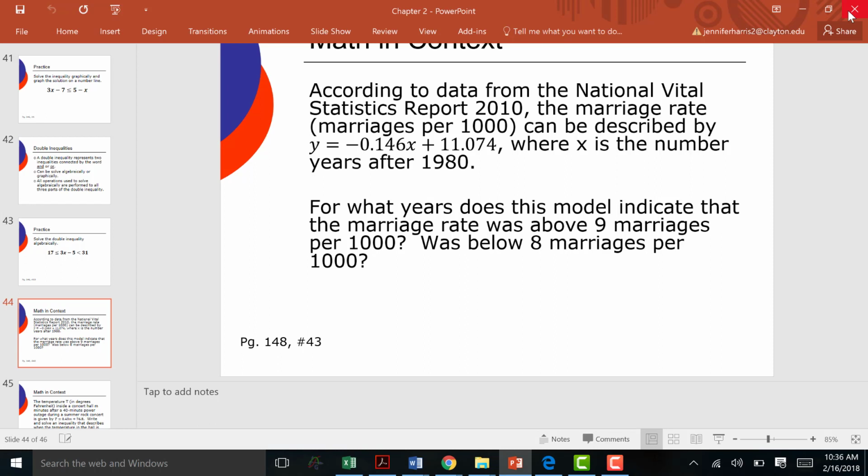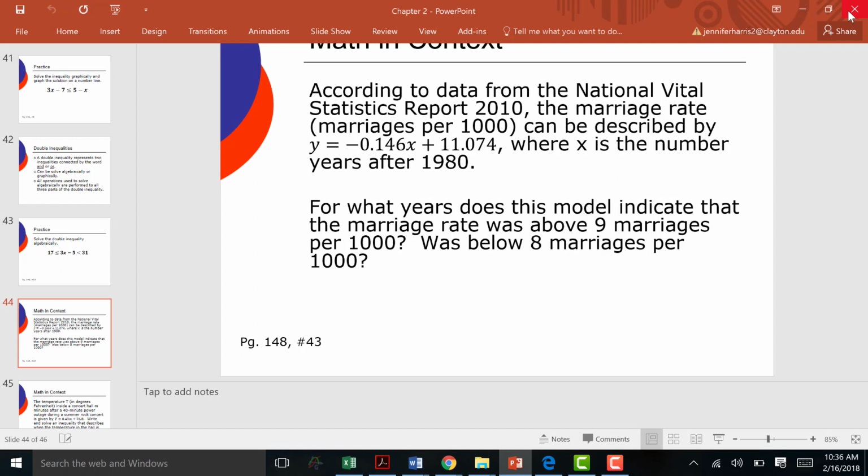Less than 8. Alrighty, so far I'm going to write the equation, but in the place of where we would usually put an equal sign, what am I going to put? Less than and greater than symbols. Okay? So let's write the equation with the symbols in its place.